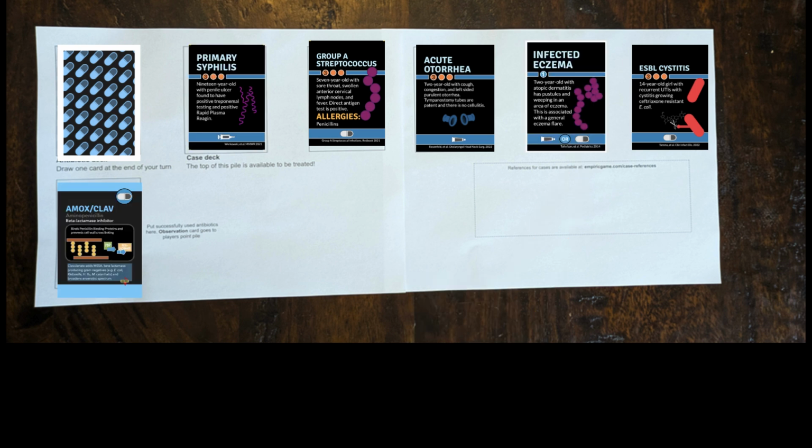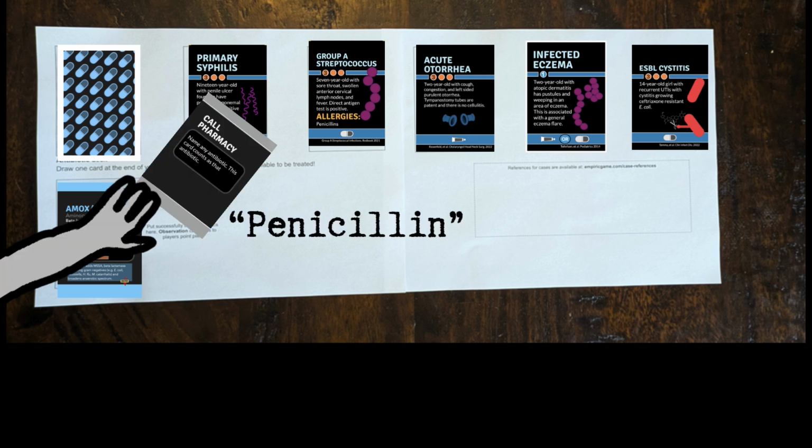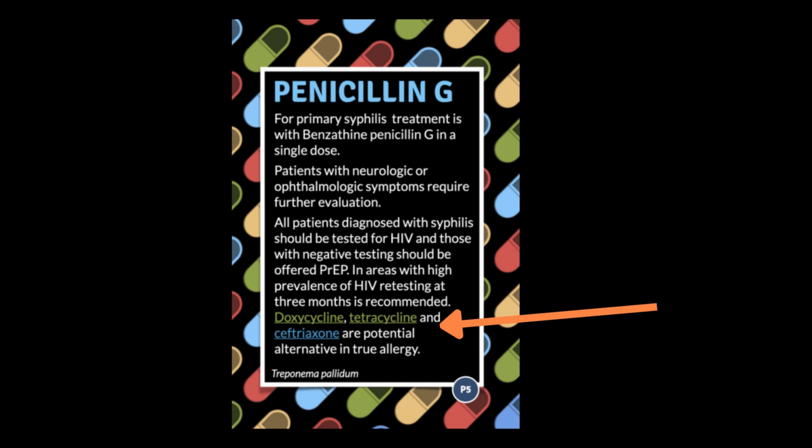Let's move on to the next player's turn. So the next player's turn is up. They've got 5 cards in their hand. They need to match 1 card from their hand to 1 case on the table. Let's say they're going to try call pharmacy. They don't have penicillin maybe. So they're going to use call pharmacy and say penicillin to treat primary syphilis. Well, that does work. And they will score those points.